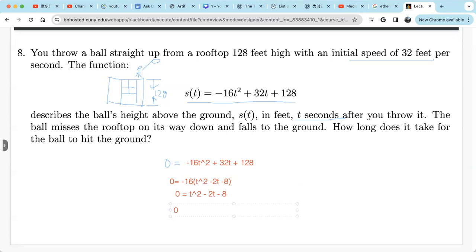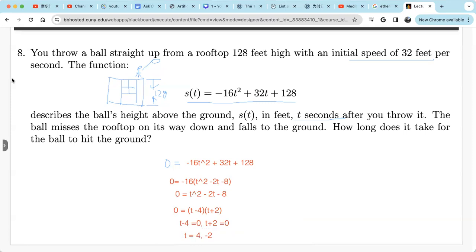Now we can factor this. Think about the two factors of negative 8 that add up to be negative 2. So that has to be negative 4 and positive 2, because negative 4t plus 2t gives us negative 2t. So that means t minus 4 can be 0 and t plus 2 can be 0. They give us two solutions. So t equals 4 or negative 2.